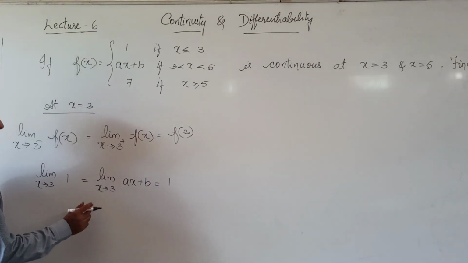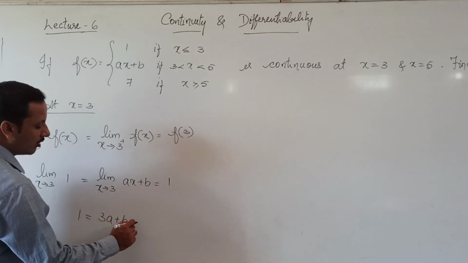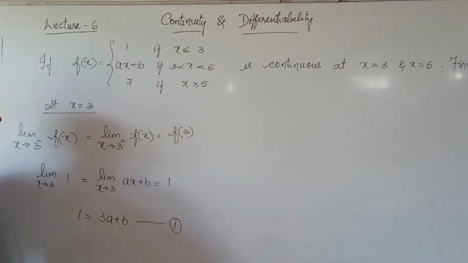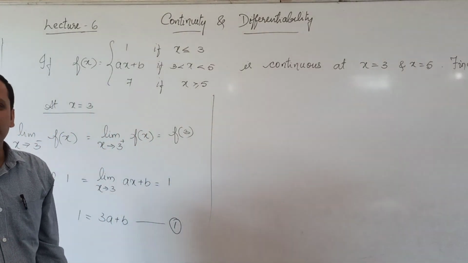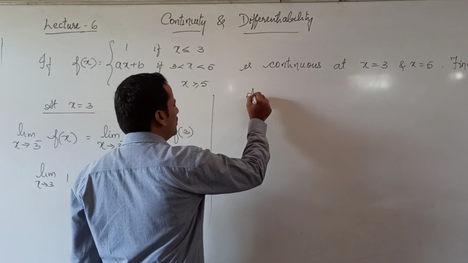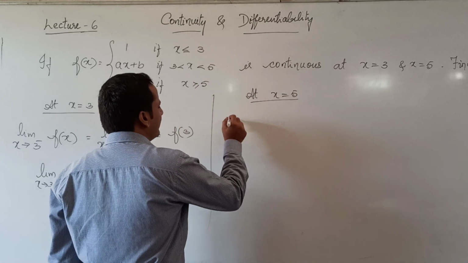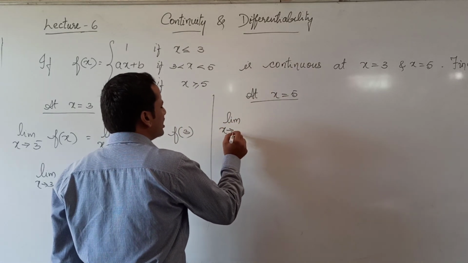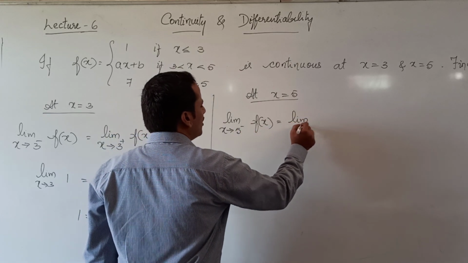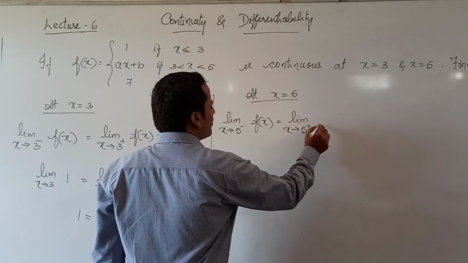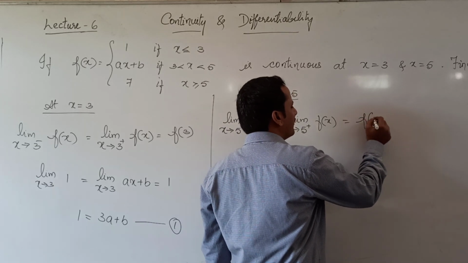Okay, here it is 1. Apply the limit, we get 3a plus b, that's equal to 1. Already we have, treat this as equation 1. Now, it is mentioned that the function is continuous at x equal to 5 also. So, at x equal to 5, the left hand limit x tends to 5 minus f of x is equal to the limit x tends to 5 plus f of x is equal to f of 5.